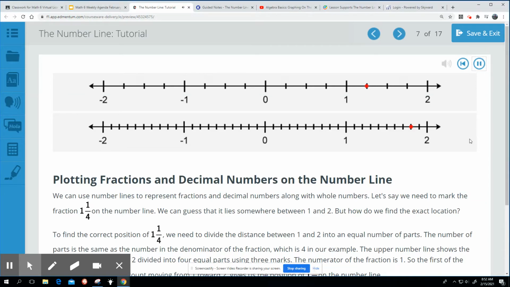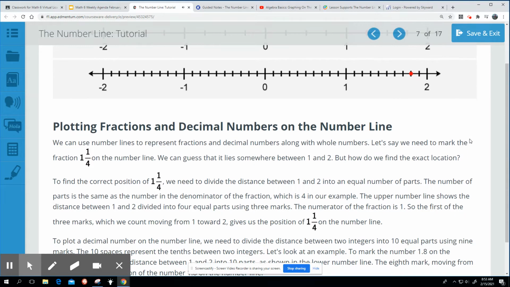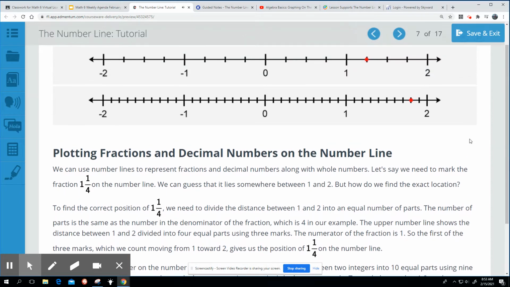Plotting fractions and decimal numbers on the number line. We can use number lines to represent fractions and decimal numbers along with whole numbers. Let's say we need to mark the fraction 1 1/4 on the number line. We can guess that it lies somewhere between 1 and 2, but how do we find the exact location?